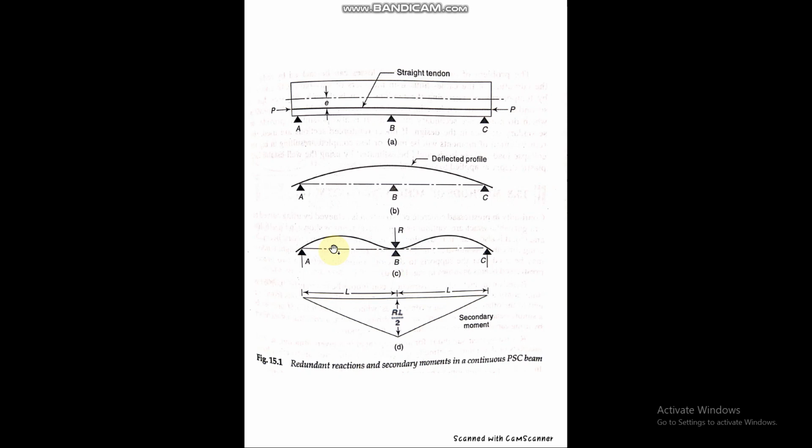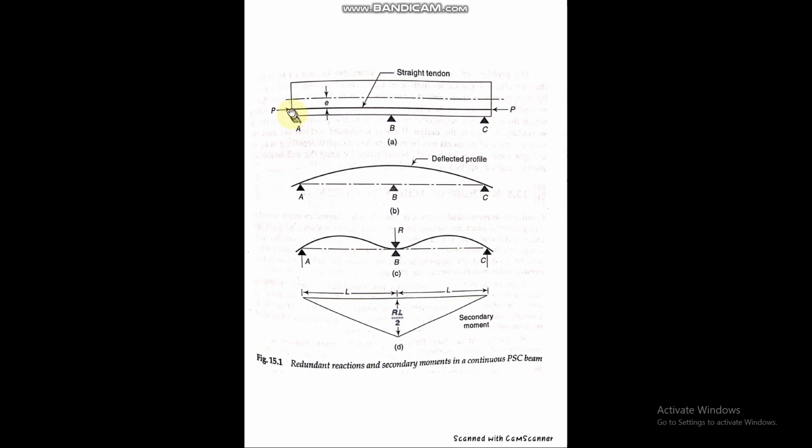If you notice carefully, near support A and support C, towards the central support, we observe a hogging shape, hogging moment being present there, and there is a sagging moment also present. This sagging moment is due to the presence of the central support, that is, point B. In general, if the support was not here, the deflected profile would be like this.